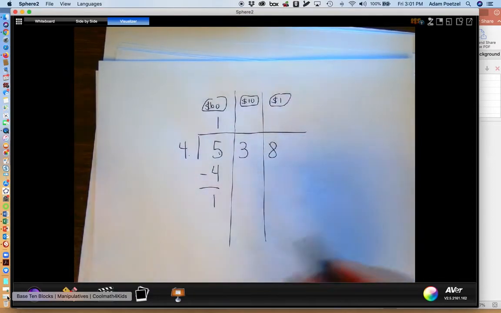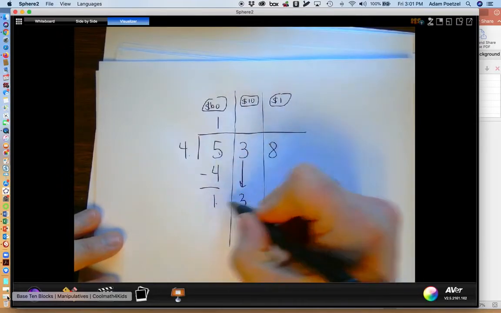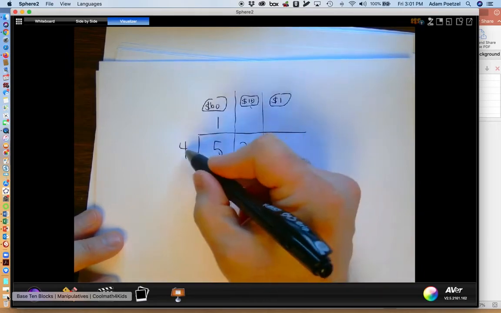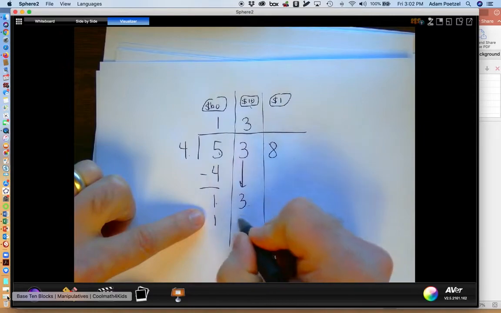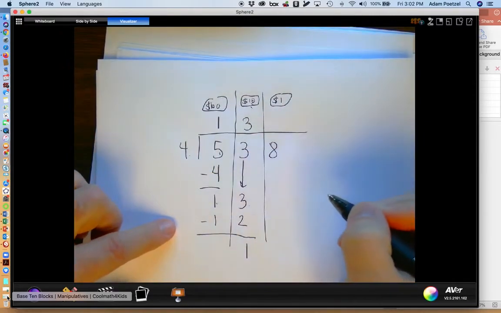Okay, great. So I need to trade it in. And I'm just going to do the bring down method for now. But so if I trade it in, that would leave me with 13 $10 bills. Great. How many could each of the 4 people get? Well, that goes in 3 times. They each get 3 of those bills. That means I gave away a total of 12, and there'd be 1 $10 bill left over.